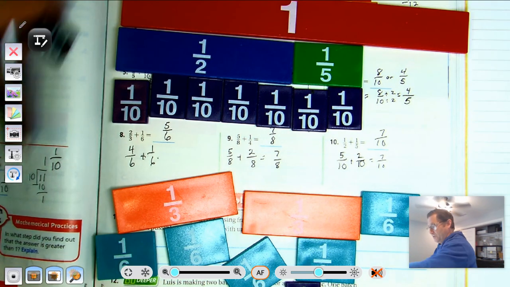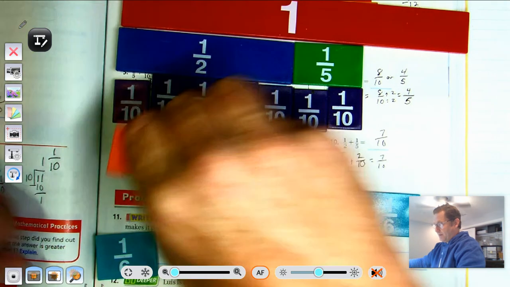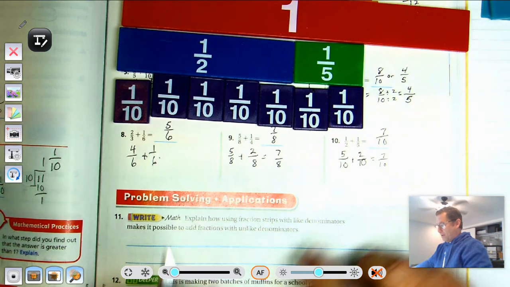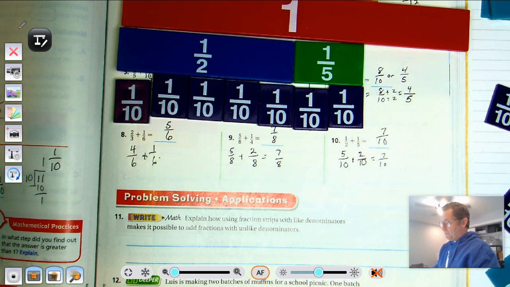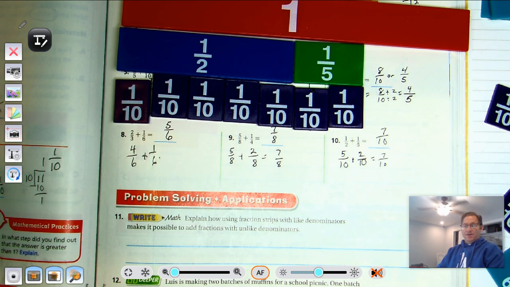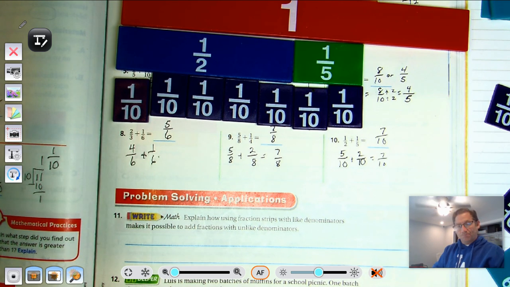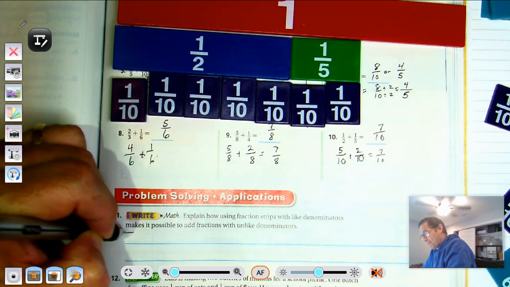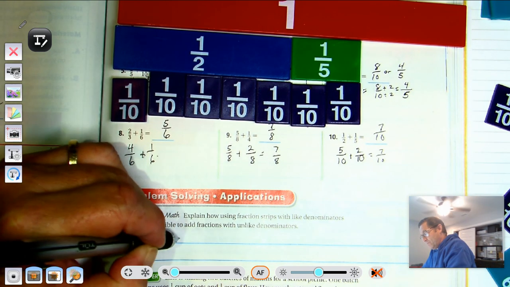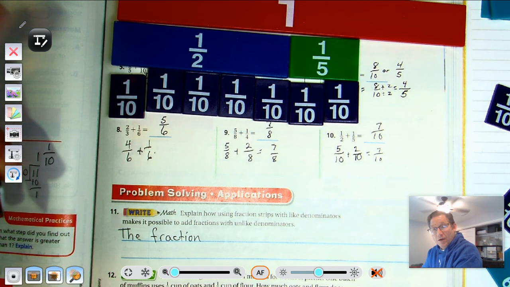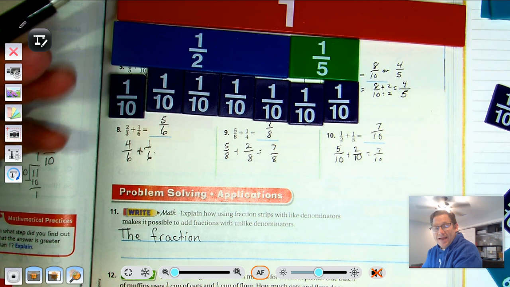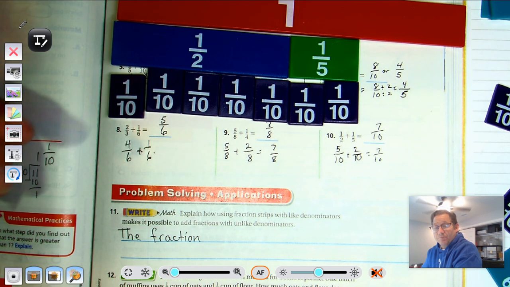All right, let's move on to the next one. Number 11. Explain how using fraction strips with like denominators makes it possible to add fractions with unlike denominators. Well, the fraction strips used to model the add-ins need to be the same size, so I can combine them and write the sum with the common denominator.